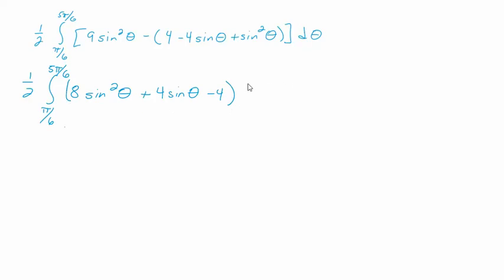Now, this integration is not too tough except for this sine squared theta. So we have to remember a trig identity, which you probably remember or can look up: cosine of 2 theta equals 1 minus 2 sine squared theta.